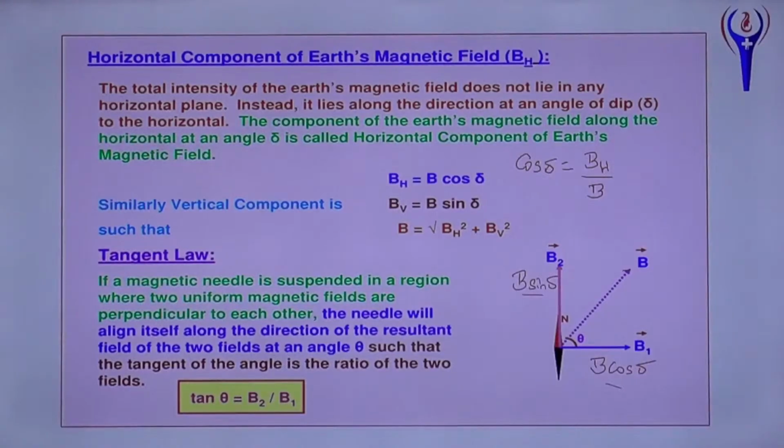And the tangent law. If a magnetic needle is suspended in a region where two uniform magnetic fields are perpendicular to each other, the needle will align itself along the direction of the resultant field of the two fields at an angle theta, such that the tangent of the angle is the ratio of the two fields. That is, tan theta equals B2 by B1. This is the tangent law. Tan theta equals B2 by B1, where B2 we can say is B sin delta and B1 is B cos delta.